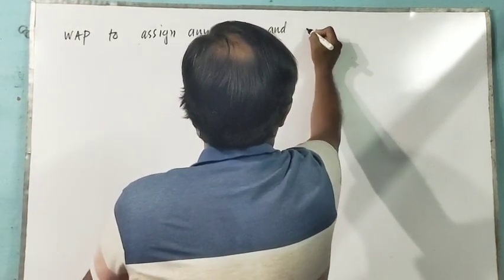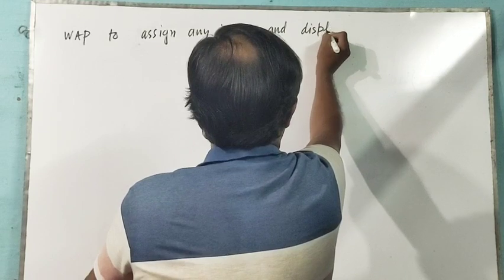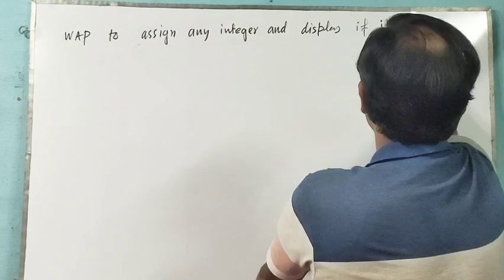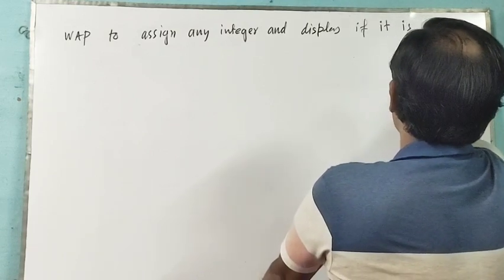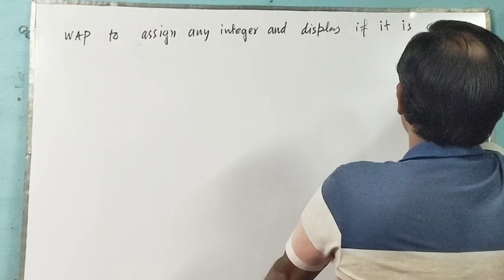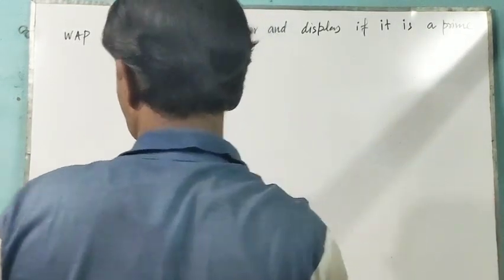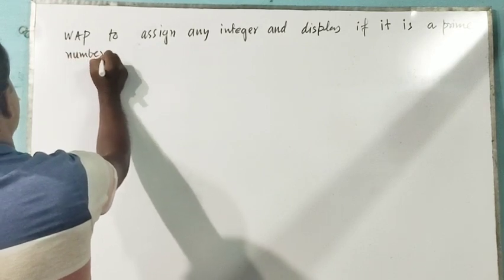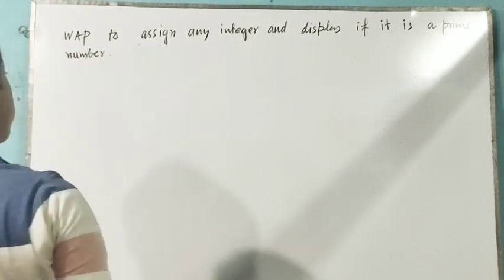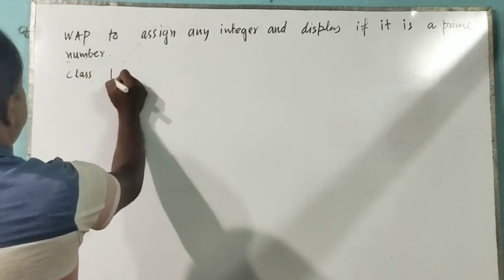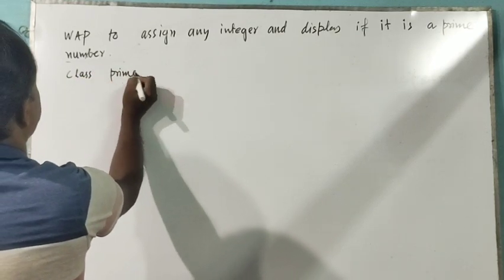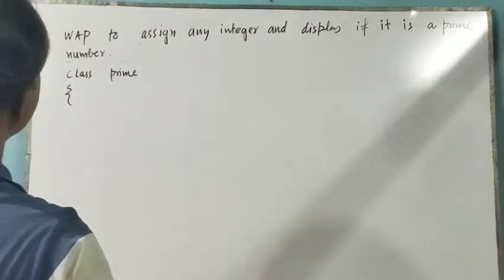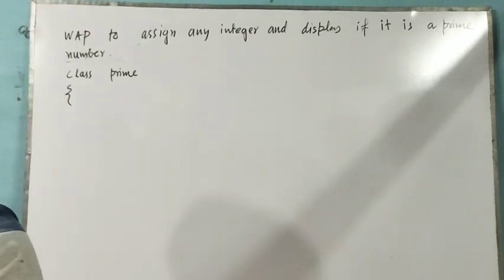and display if it is a prime number. Class prime. As in the previous program, here we are not going to write the public static void main first.